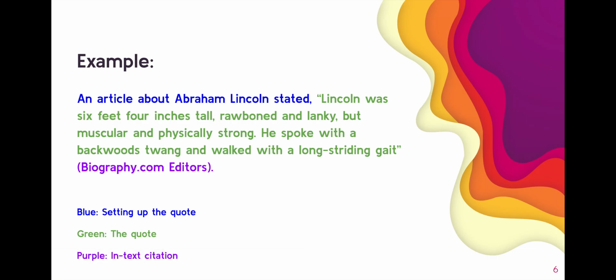Also remember, we've talked about that this year, about those 3 parts of quoting or paraphrasing from a website or article. So that blue part is setting up the quote, an article about Abraham Lincoln stated. So we're setting up the quote. And then in the green is the actual word for word quote, or you could paraphrase and put it into your own words. And then in purple is that new in-text citation that we were just talking about. So remember, biography.com editors, that was the first part of our citation. So it's right there in parentheses.